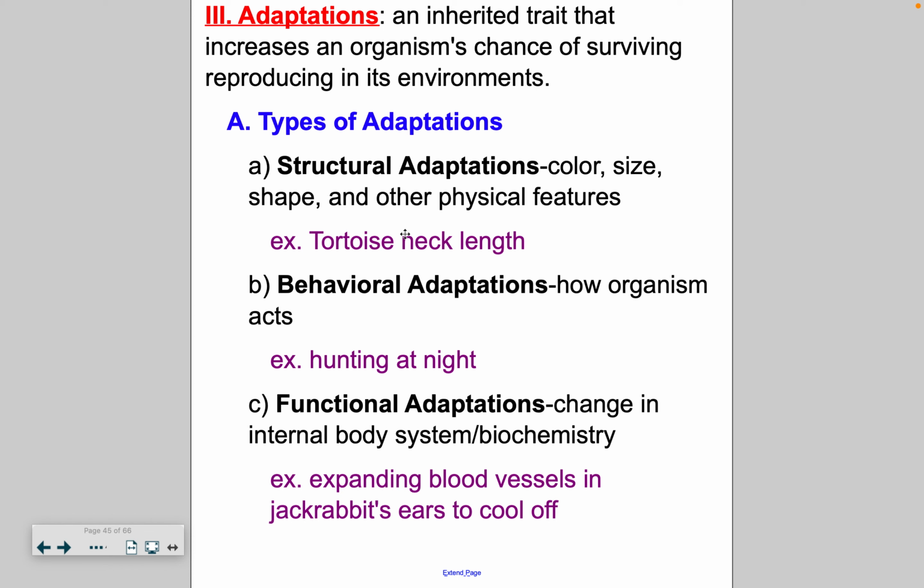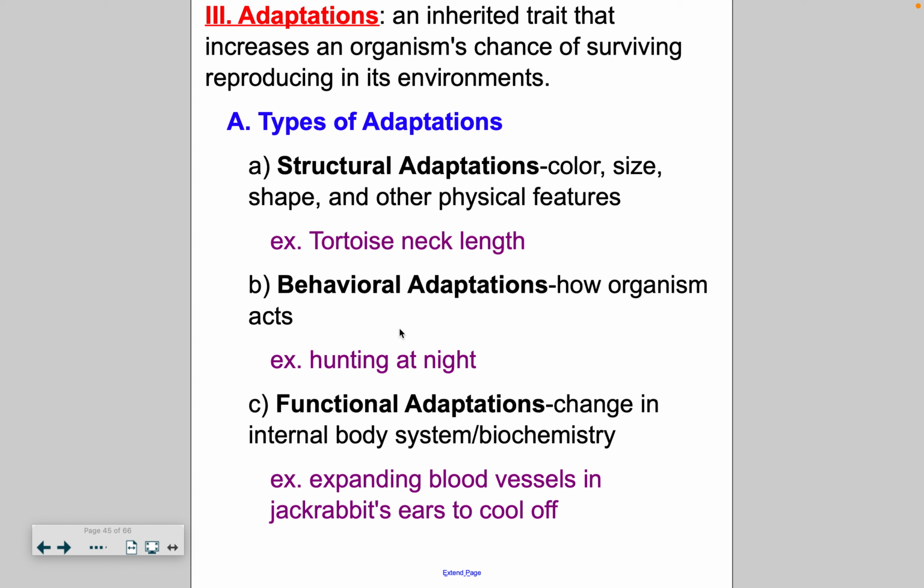I talked about the peppered moths, the dark melanic coloration versus the white, powdery gray coloration of these moths during the Industrial Revolution. So structural adaptations, that one's pretty easy to identify. Something about that physical feature gives it a slight advantage. The long neck, they can reach food up high. The short neck, they can reach the food down low a lot easier. The coloration of the moths has a camouflage purpose. The finches, the size of their beaks: the larger beaks could crush bigger seeds.